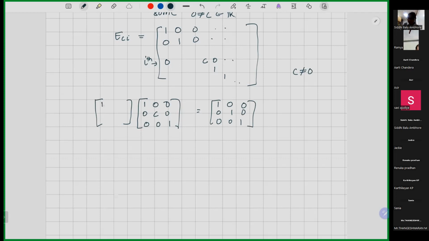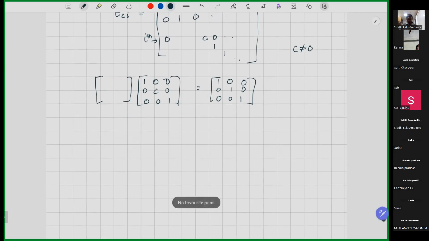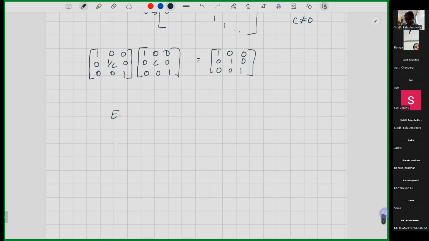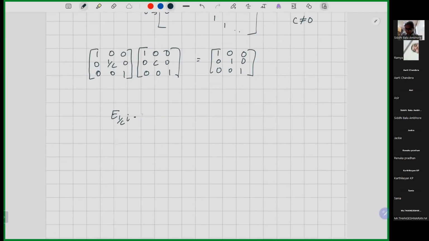So we can have an inverse matrix with 1 by C. We can do that by using the identity matrix and then create a new elementary matrix. So what we will do is we will produce a new elementary matrix with the ith row multiplied, instead of C, by 1 by C. Okay, and this will give me the identity matrix. So similarly, this E of 1 by C, i into E of C, i is the identity matrix.